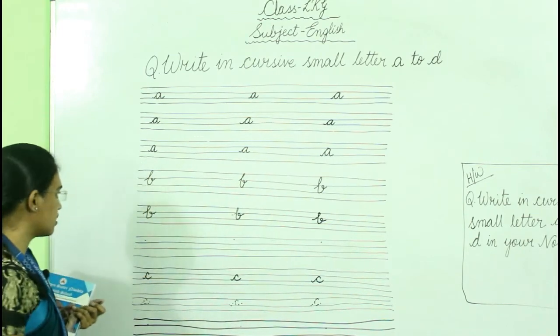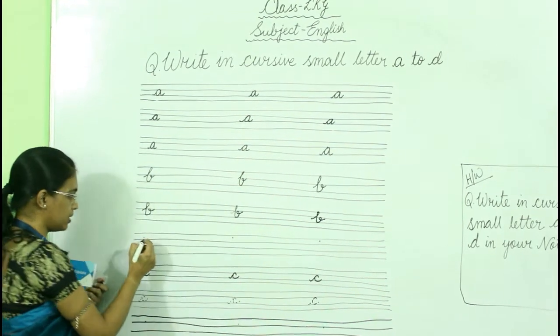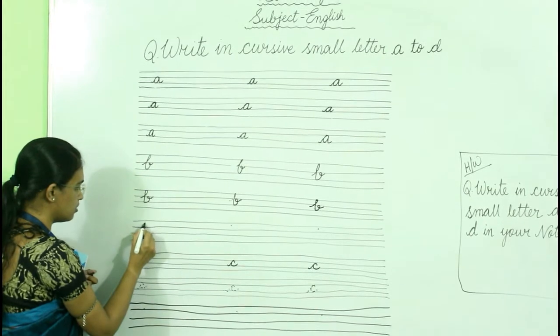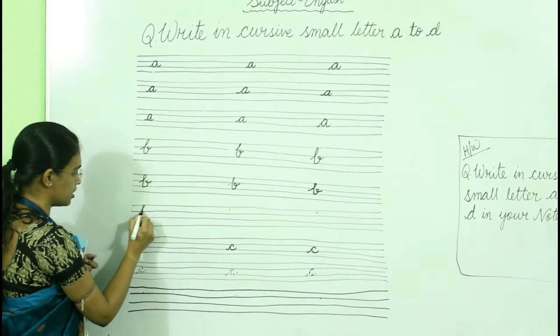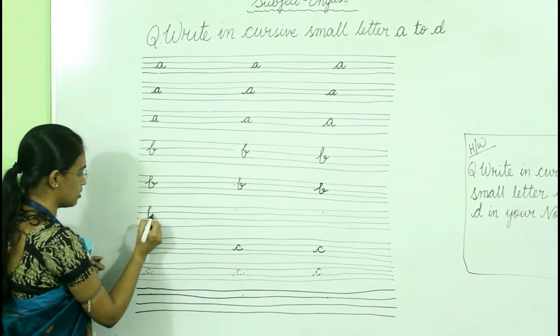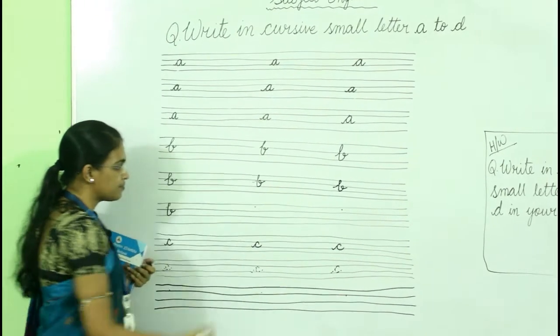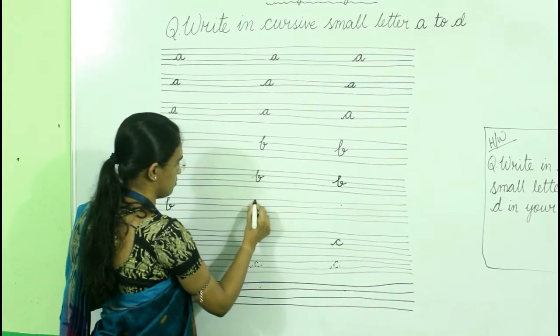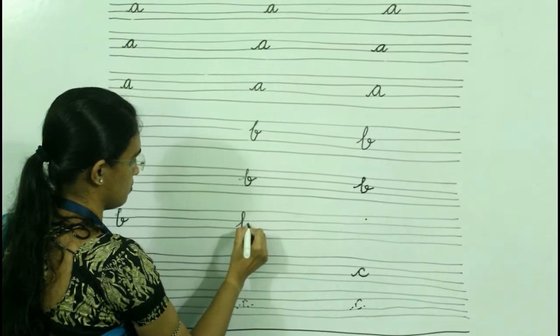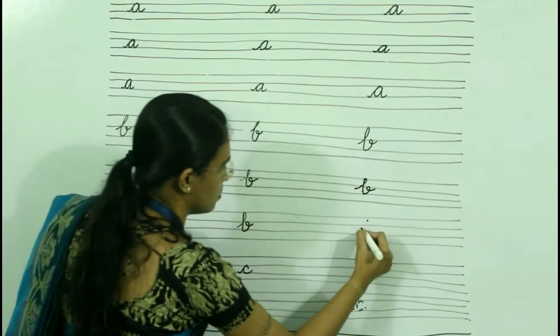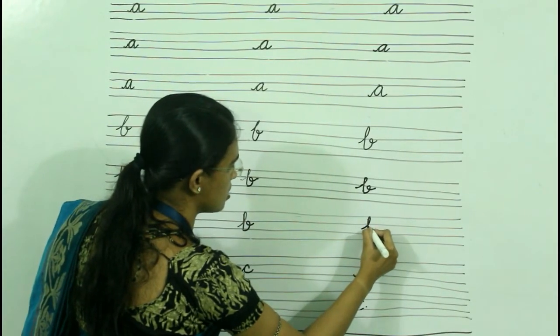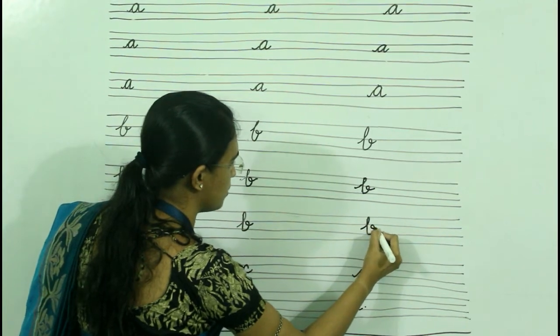Now after tracing letter B, you have to write it by yourself. Start from here, draw a curved line like this, then a straight line, then another curved line in this way. Which letter is this? This is cursive small letter B.